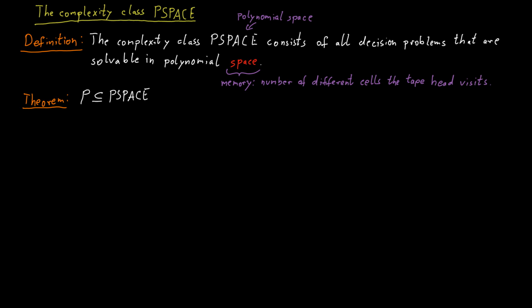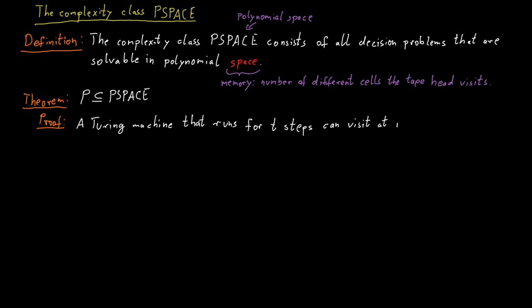This is because if an algorithm uses polynomial time, then it also can consume at most polynomial space. The time that an algorithm uses is always an upper bound on the amount of space it uses. Think about a Turing machine that runs for t many steps. Then clearly that Turing machine can also visit at most t different cells on the tape with its head.